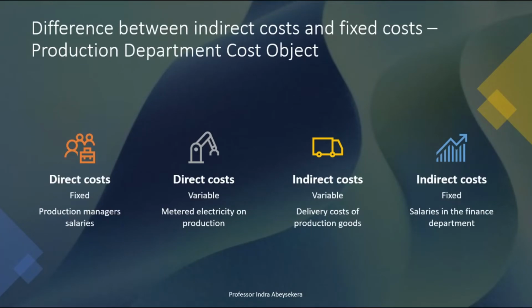If you take an example of a production department, the production manager's salary is a direct cost, but it's a fixed cost. Materials and the metered electricity on production are variable costs, and they're direct costs. The delivery cost of production goods is an indirect cost, but it varies with production. Salaries in the finance department that serve the production department are a fixed cost, but an indirect cost.